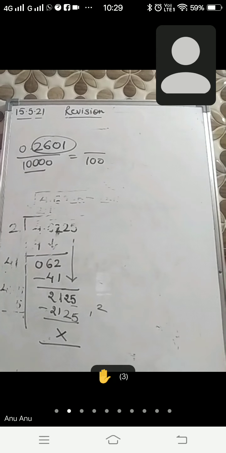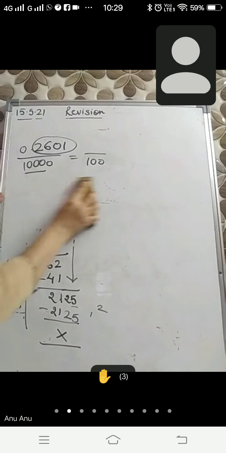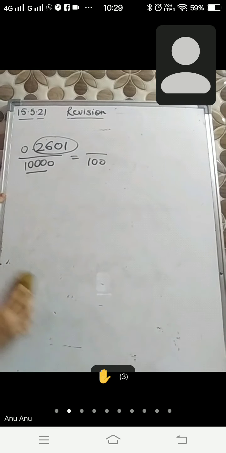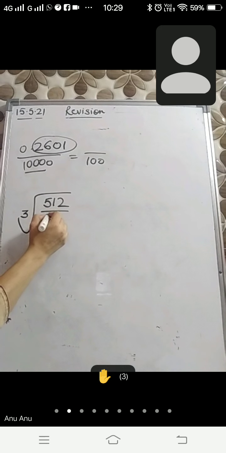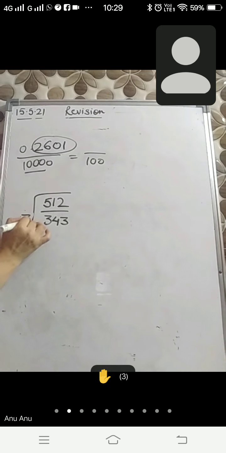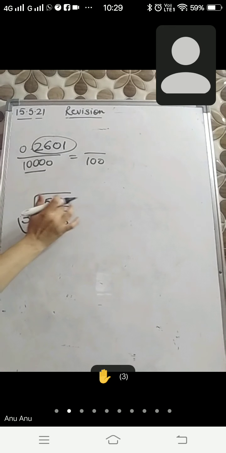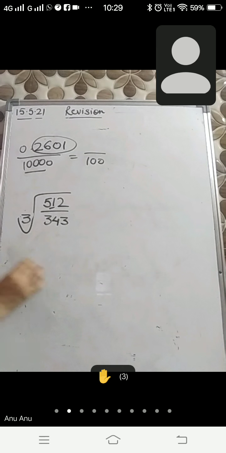Whosoever is left who has not completed this question, just do it first, then start with the next question. The next question is the cube root of 512 upon 343. If you know the cube root directly, you can write the factors in the root, or if you don't know, then go for the prime factorization. Because for the cube root, we have only one method, that is prime factorization.